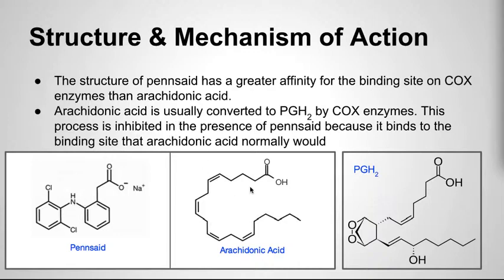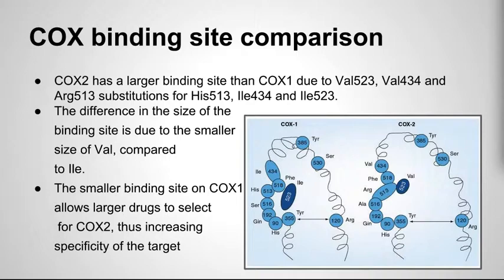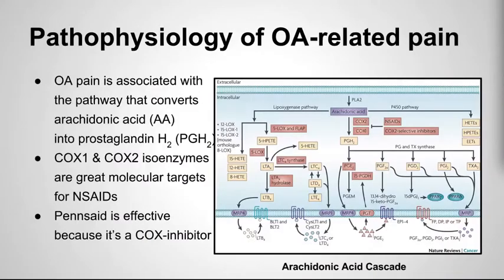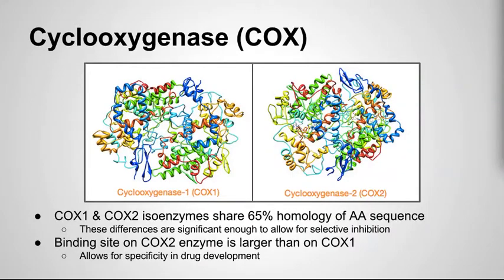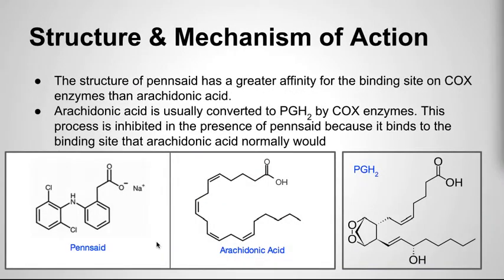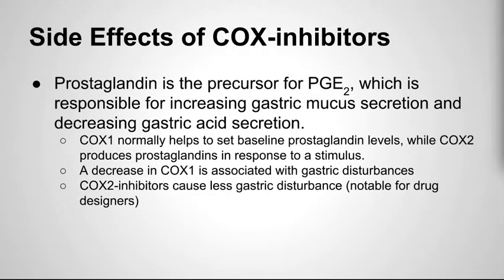Arachidonic acid is usually converted into PGH2 by those COX enzymes, but this process is inhibited because the Pennsaid jumps into the binding site right here and prevents prostaglandin H2 from ever being created. So you'll remember from this slide, this is arachidonic acid. Pennsaid jumps in right here and basically prevents prostaglandin H2 from ever being created. In the presence of NSAID, I should say, because it doesn't last forever. So that's really great. That's great for pain management, but unfortunately there are some side effects of COX inhibitors.